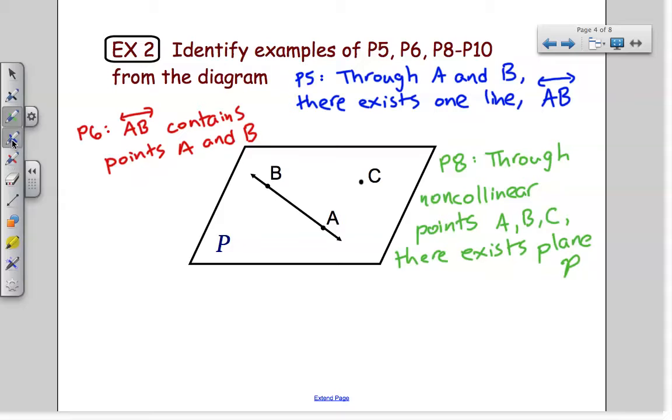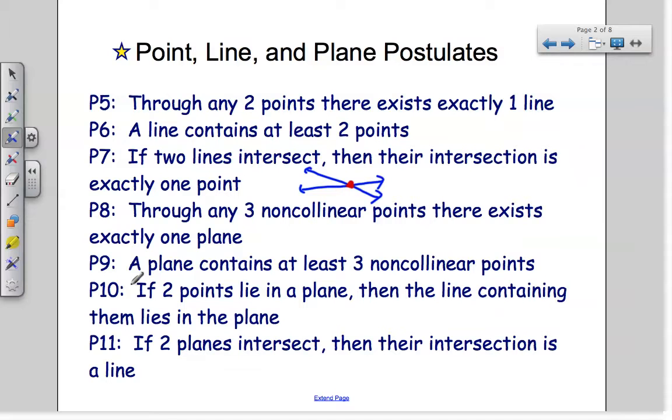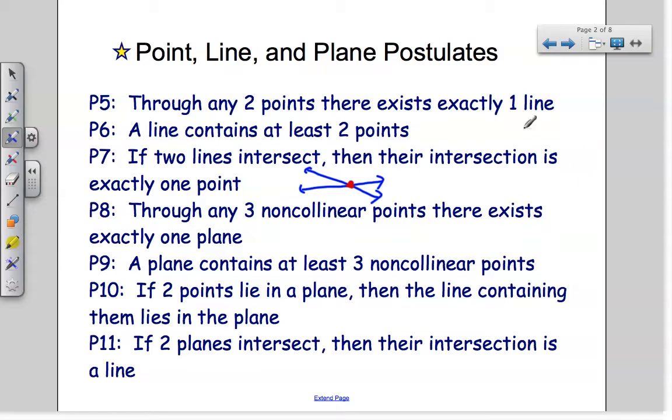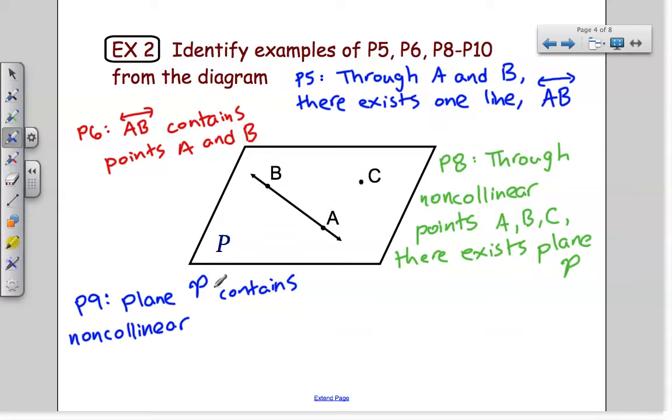Alright, postulate 9 would be next. What does that say? Postulate 9 says a plane contains at least 3 non-collinear points. So I have to name a plane. And here I can call it again plane P. It's kind of the reverse of the one I just did. Contains at least 3 non-collinear points. I believe it said non-collinear, right? Yep, contains at least 3 non-collinear points. I need to name at least 3, so again I'm going to have to list A, B, and C.